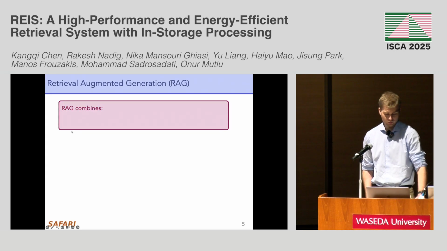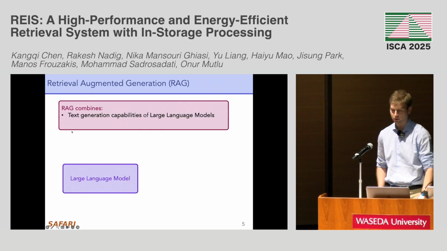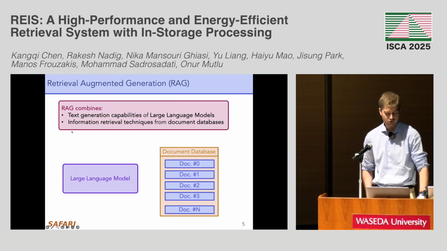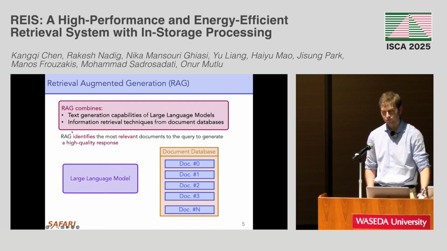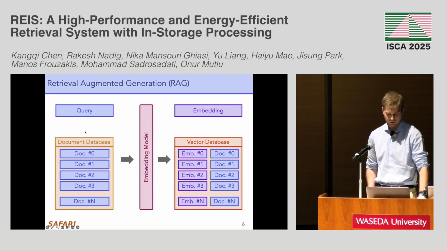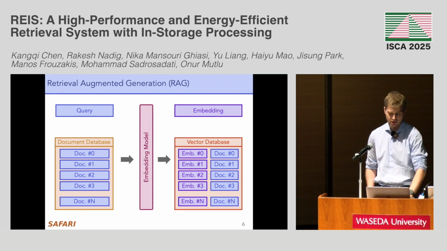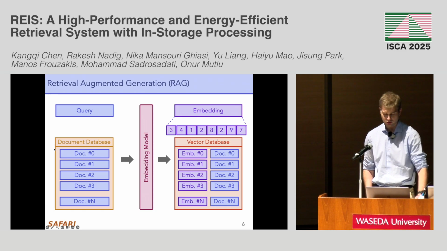One solution to this problem is RAG. RAG combines the text generation capabilities of large language models with the information retrieval techniques from document databases. RAG identifies the most relevant documents to the query to generate a higher quality response. To achieve this, RAG first uses an embedding model to generate embeddings for both the query and the document database. In this case, the embeddings are multidimensional vectors representing the information contained in the query and the documents.